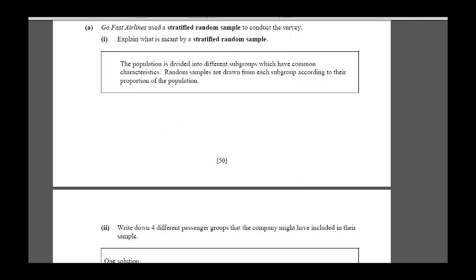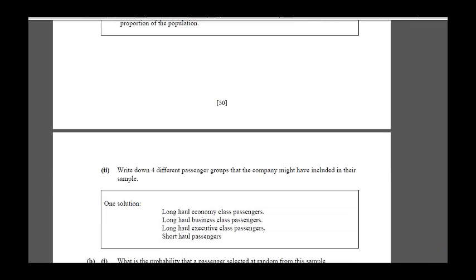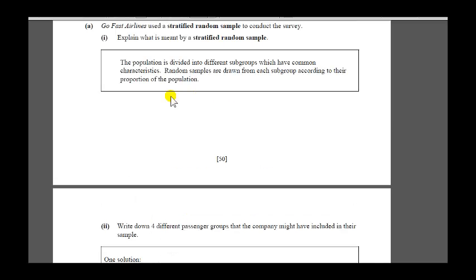So for example, we could divide our population into these 4 subgroups. Each group has a common characteristic that we saw at the start of this question: different types of flights and different classes of flight. Random samples are drawn from each subgroup according to their proportion of the population.